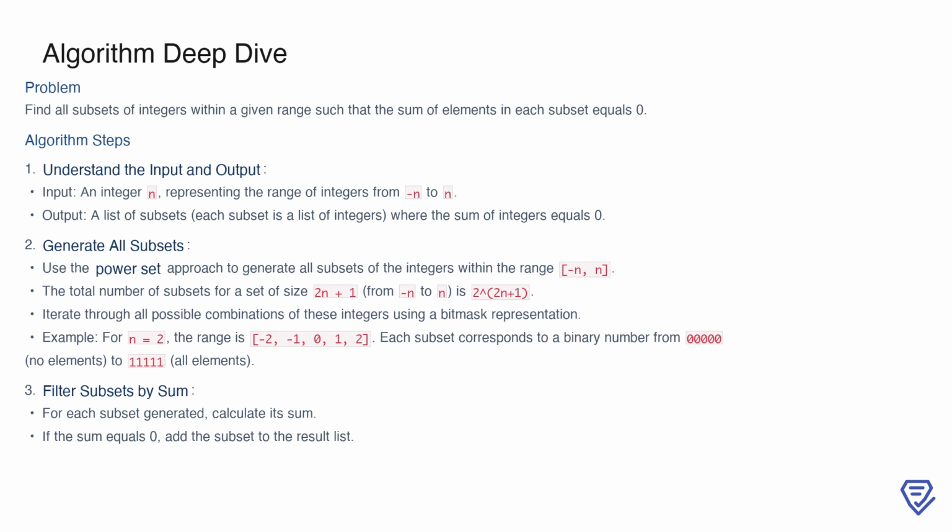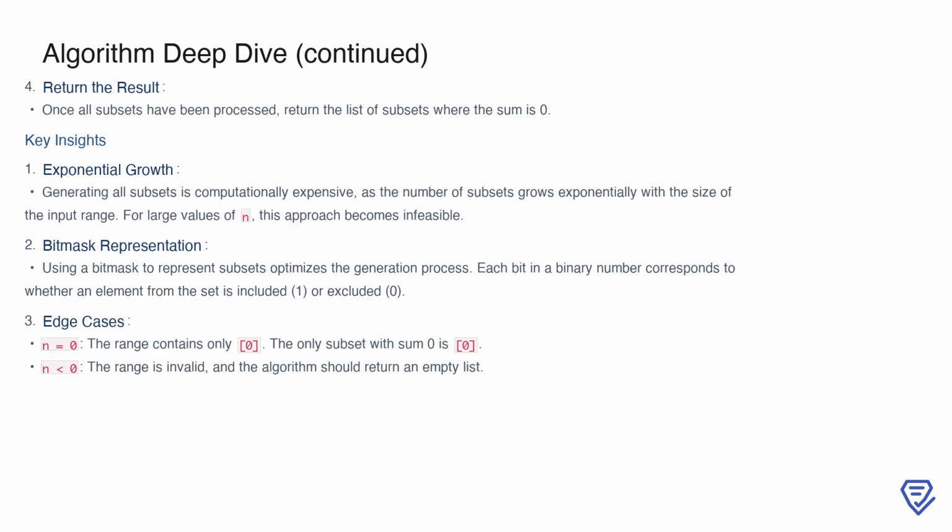After generating all subsets, the algorithm filters them by calculating the sum of elements in each subset and retaining only those where the sum equals 0. Once all subsets are generated and filtered, the algorithm proceeds to return the final result, which is a list of subsets where the sum of the elements equals 0.